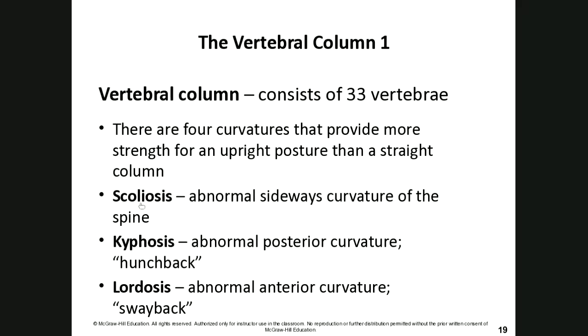Kyphosis is kind of a hunchback. If you think about rounding your shoulders over and you have this extra curvature going backward, that's what we call kyphosis. Lordosis is an abnormal front curvature. Posterior means back and anterior means front. So it's kind of this sway back.